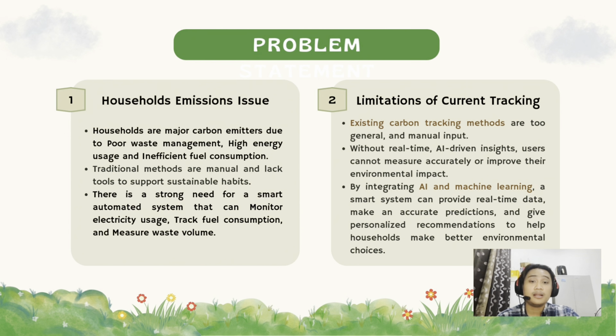Next, the second is the limitation of current tracking. Existing carbon footprint methods are too general, and without being AI driven, the user cannot measure the three types of parameters accurately and improve their environmental impact. So, by integrating AI and machine learning, a smart system can provide real monitoring data, make accurate predictions, and give personalized recommendations to help households make better environmental choices.